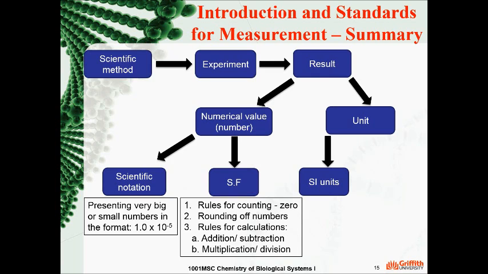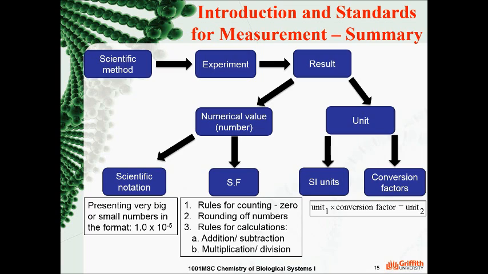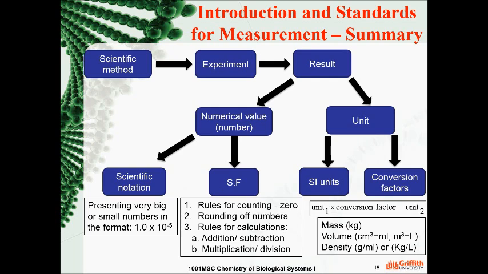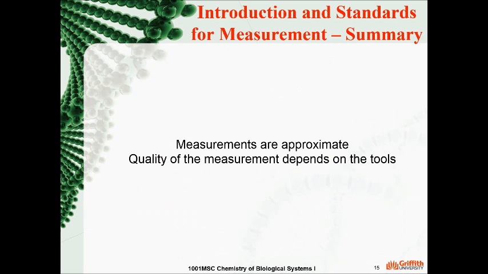After that, we talked about the SI units and gave some examples. We also looked at the conversion factors and learned the method to convert from one unit to another. We also covered some important measurements like the mass, volume, and density. Finally, remember that measurements are approximates and the quality of your measurement depends on the quality of your tools. This is the end of Module 1.